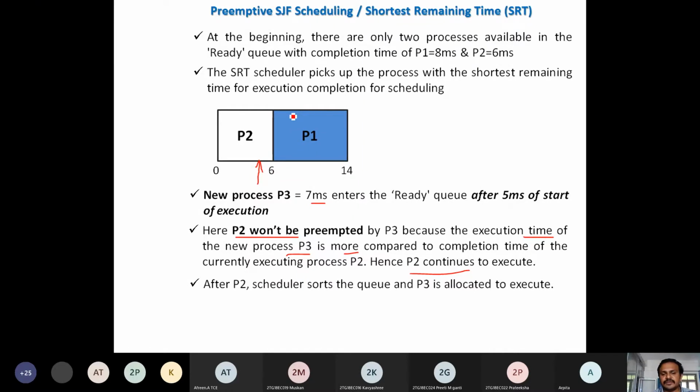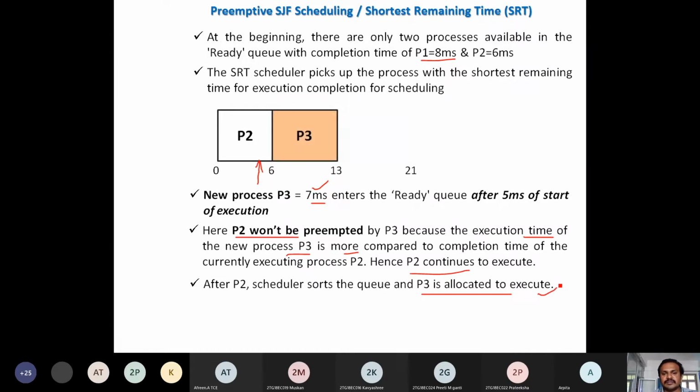Obviously, after P2, what is going to happen? The new process has already arrived at the 5th millisecond. So the scheduler sorts the queue and P3 is allocated to execute. Why? Because comparing the completion times once again, P3 is having 7 milliseconds and P1 is having 8 milliseconds. Once P2 completes, the scheduler checks the execution time left with the remaining processes. P1 is more compared to P3. Therefore, P3 is allocated to execute.